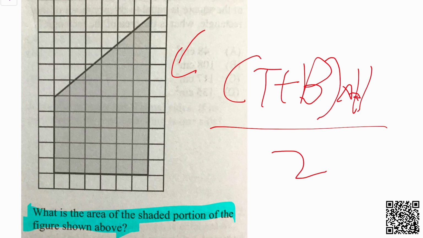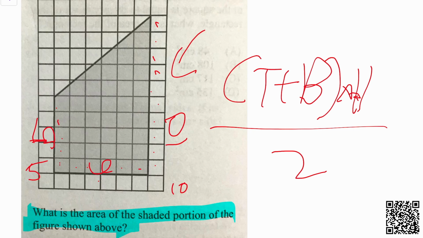So let's look here. 1, 2, 3, 4, 5. So we've got 5. I cannot write sideways. And here we've got 1, 2, 3, 4, 5, 6, 7, 8, 9, 10. And here we've got 10. So now we've got a 5 up here and a 10 down there. And now let's count the height. 1, 2, 3, 4, 5, 6. So the height here is 6.